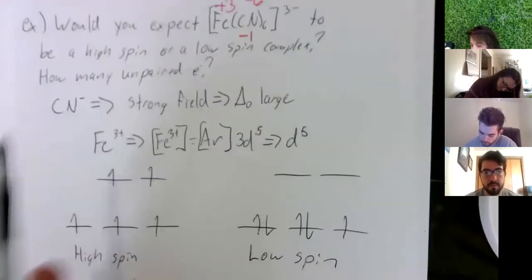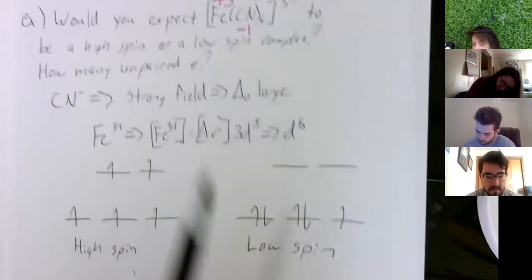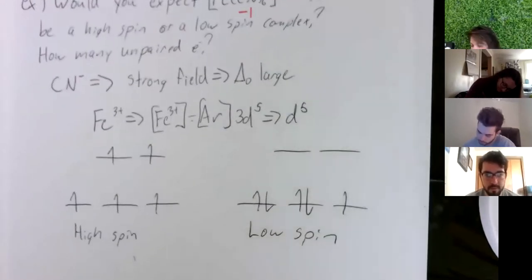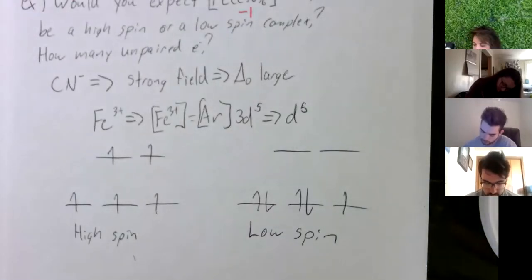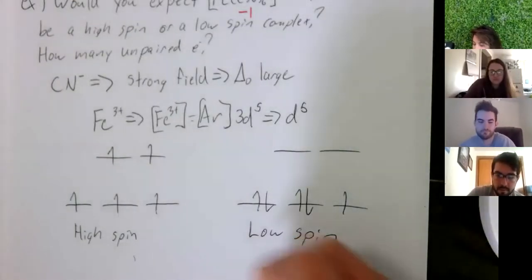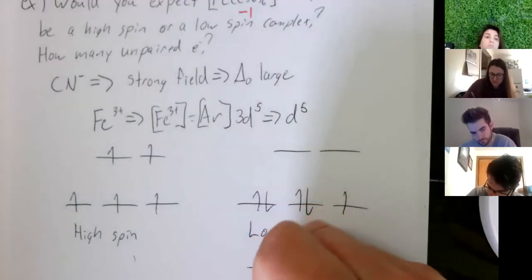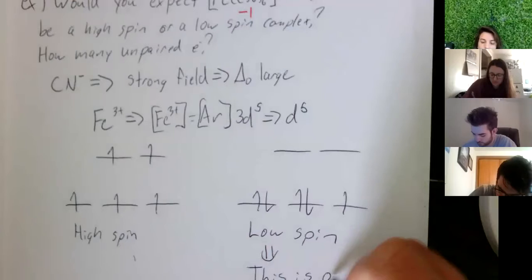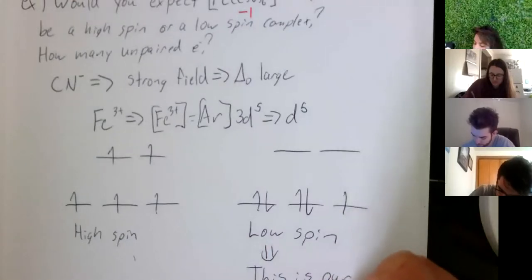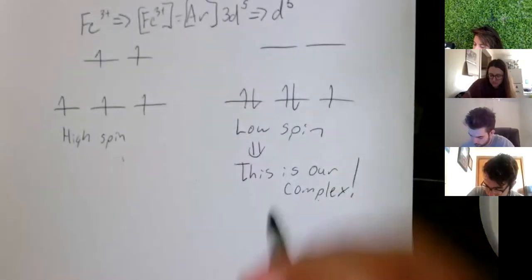Okay, so we said we have a strong field ligand, so delta O is large. Which of these two is more likely our electronic configuration or electronic structure? Are we going to have the high spin case or the low spin case? Low spin, yep. This is our complex. And how many unpaired electrons do we have? One, yep.